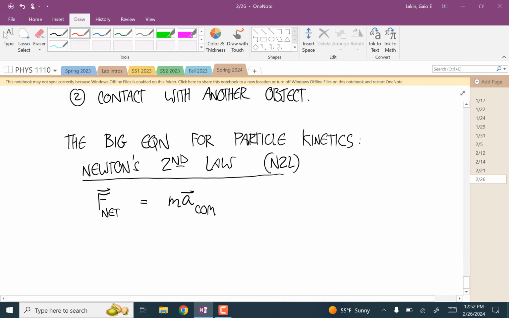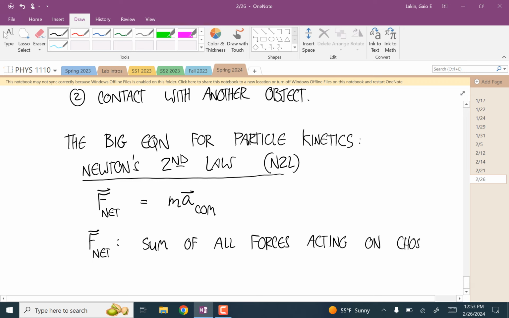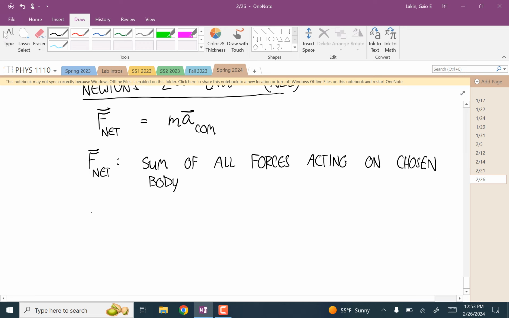So F net is the sum of all forces acting on the chosen body. M is the mass of the chosen body.